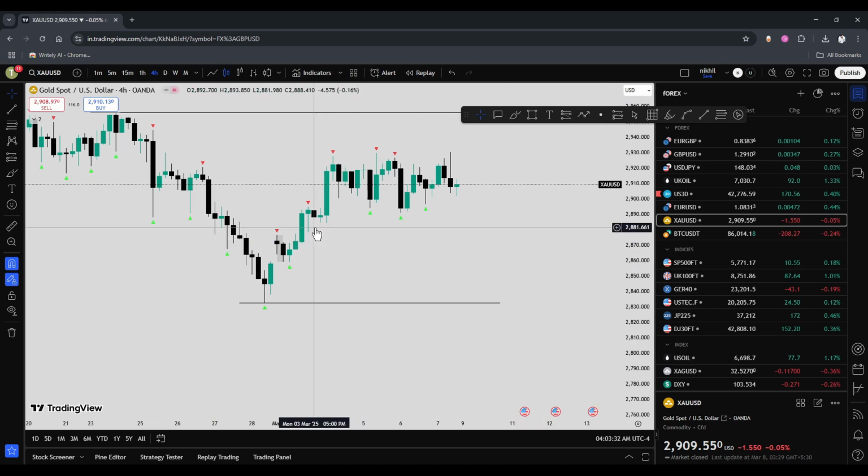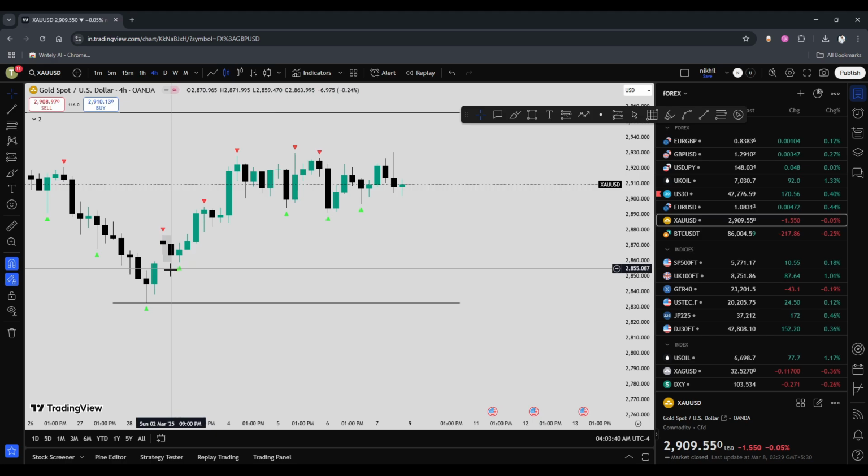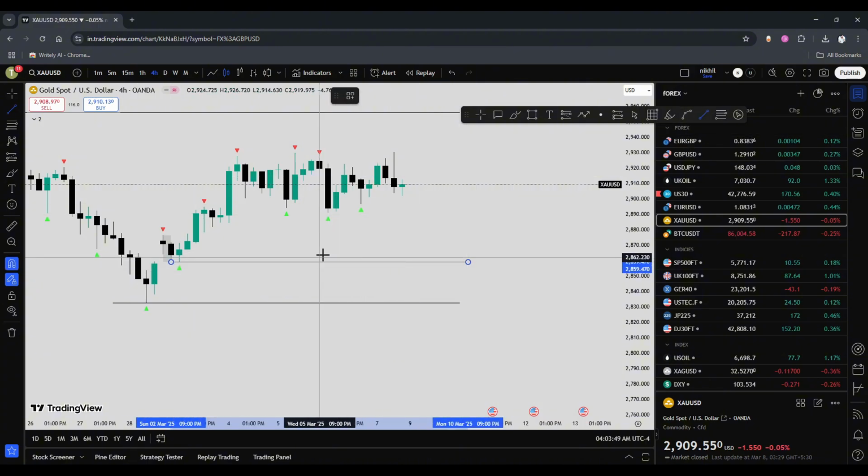Now how can we take our trade? So here on a daily time frame, I don't see any fair value gap where I will be able to take my entry. On a 4-hour time frame, this gap can be where price may reverse.